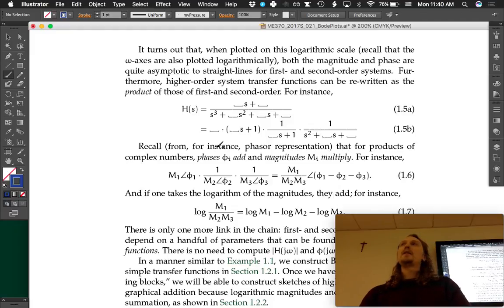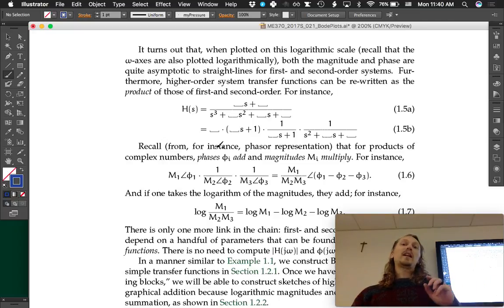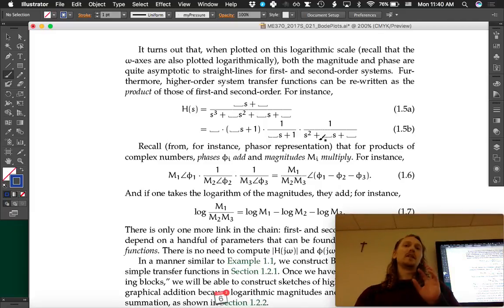So you can always do that with your transfer function. You can always break it down into first and second order components. You can actually factor this out and have all first order if they all end up being real, if you can actually factor this with real numbers. If you can't factor it with real numbers, you should leave it as quadratic. Okay.